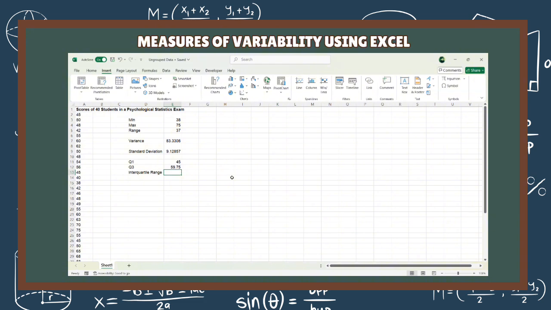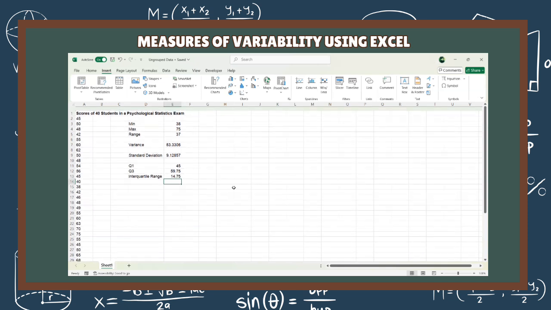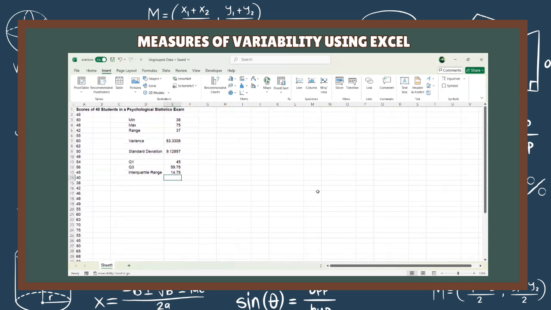To compute the interquartile range, type equals, click on the third quartile, then subtract the first quartile value, and then press enter. And that's how you compute the range, variance, standard deviation and interquartile range for ungrouped data using Excel.